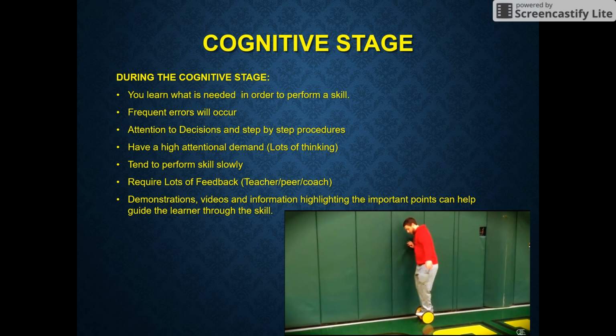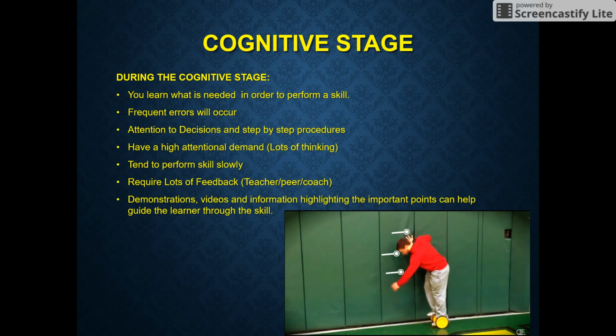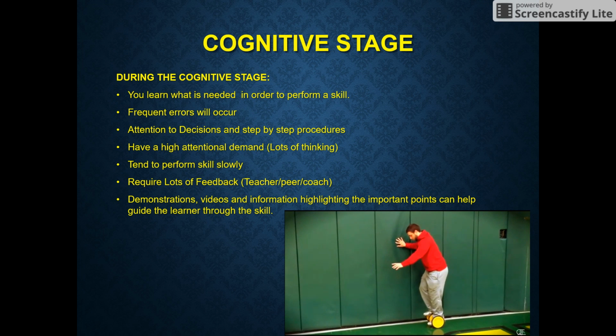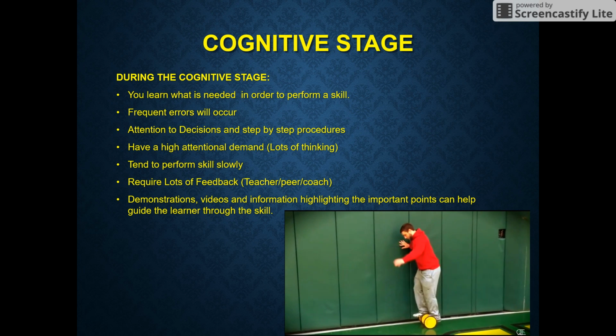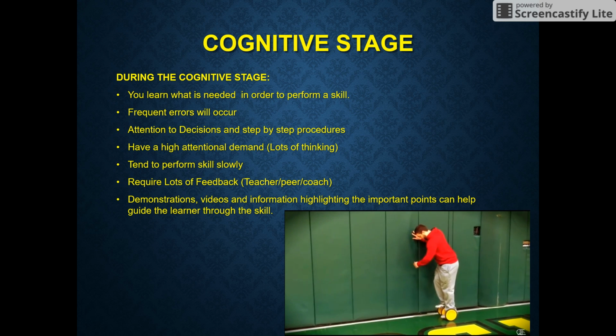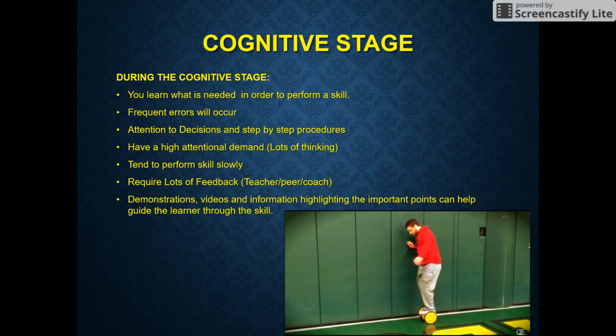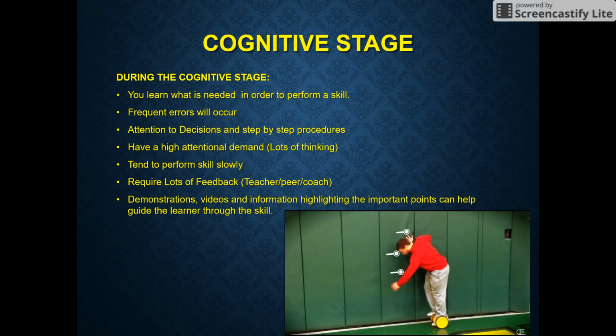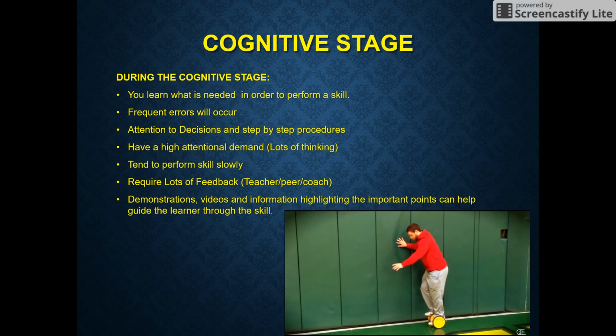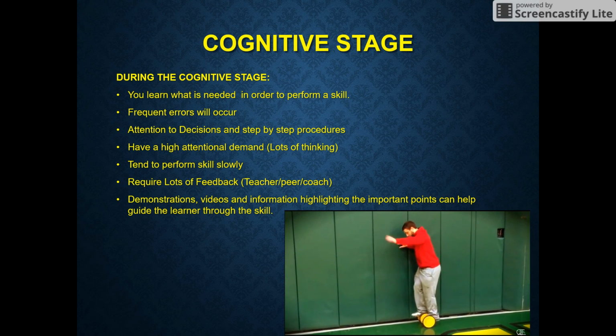As mentioned previously, the cognitive stage is where the athlete gains an understanding of what is required for them to perform the task or the skill at hand. This will necessitate knowing what to do and give the athlete an insight about how to do it. This is where conceptualization becomes very important. That's the generation of clear mental pictures of the task for the athlete. This is really good for good movement reproduction. Demonstrations, videos, and information highlighting the important points can actually help guide the learner through the skill.